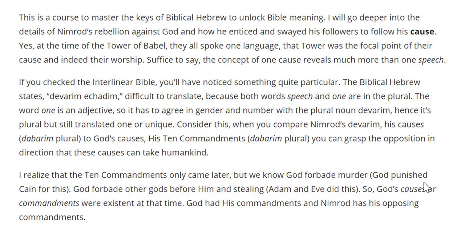God forbade other gods before him, and stealing. Adam and Eve did this. So God's causes or commandments were existent at that time. God had his commandments, and Nimrod had his opposing commandments.